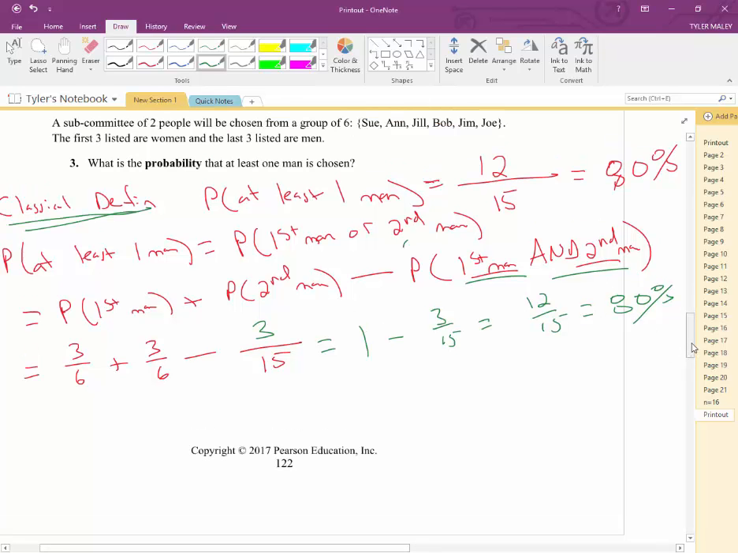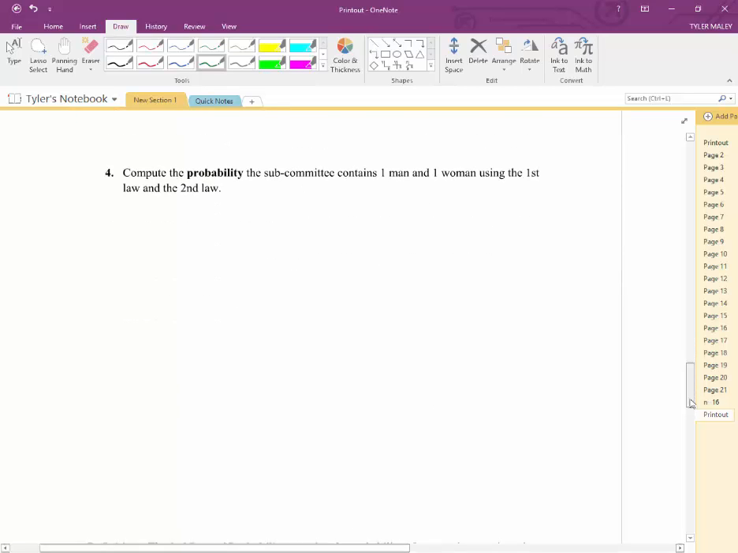All right, so now we're ready for the next page. Number 4 says compute the probability that the subcommittee contains 1 man and 1 woman using the first law and the second law. So we want to use both. I like to always start out using the classical definition.